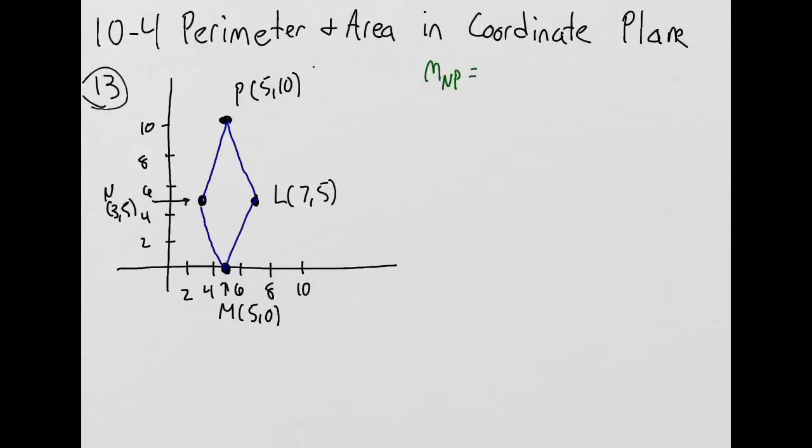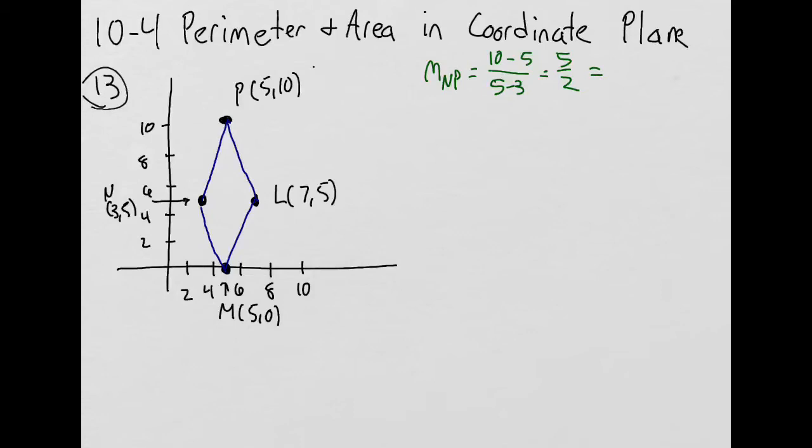Okay, so the slope m of NP. Let's see here. NP, rise over run, so it's going to be 10 minus 5 over 5 minus 3. That is 5 over 2. Okay, and let's compare that really quick to the side that looks very similar to it on the opposite side.